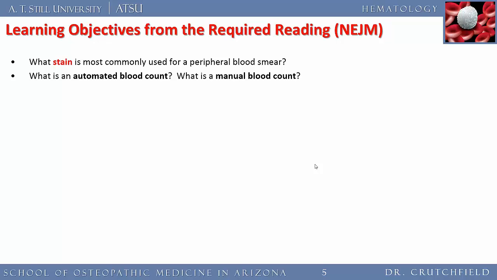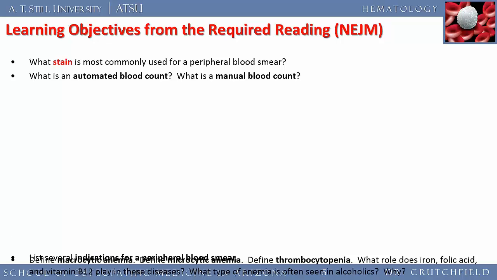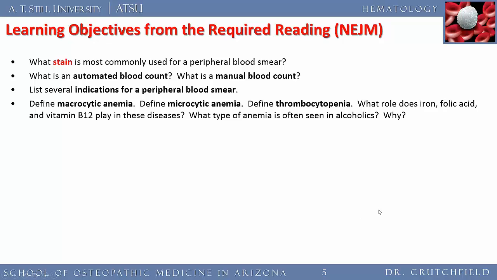What stain is most commonly used in a peripheral blood smear? What's an automated blood count? What's a manual blood count? And when would you request either one? List indications for obtaining a peripheral blood smear. Notice that a peripheral blood smear is different than a complete blood count.